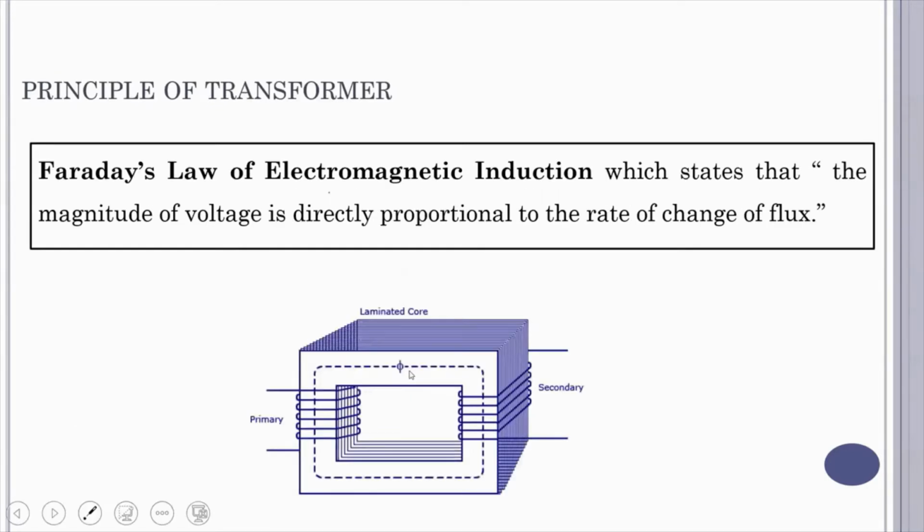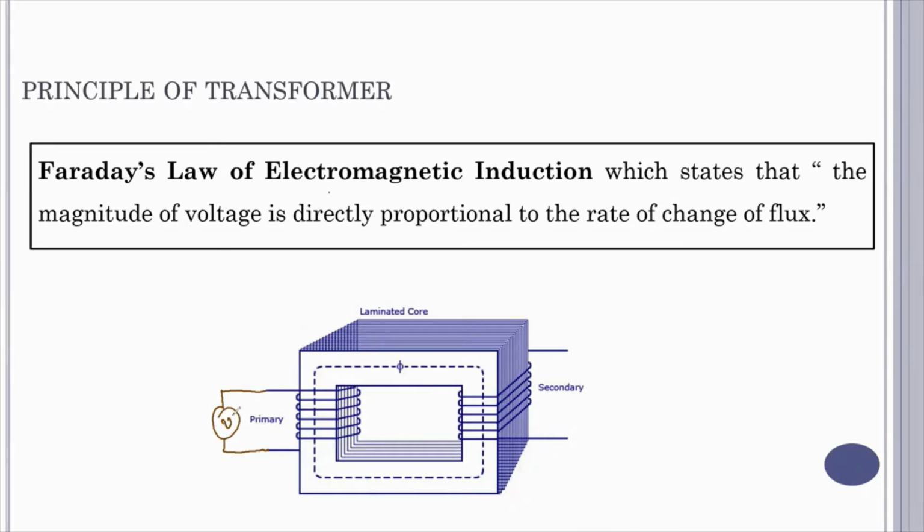As mentioned earlier, the working principle of a transformer is Faraday's law of electromagnetic induction, which states that the magnitude of voltage is directly proportional to the rate of change of flux. So let's explain by connecting it to an alternating voltage source.